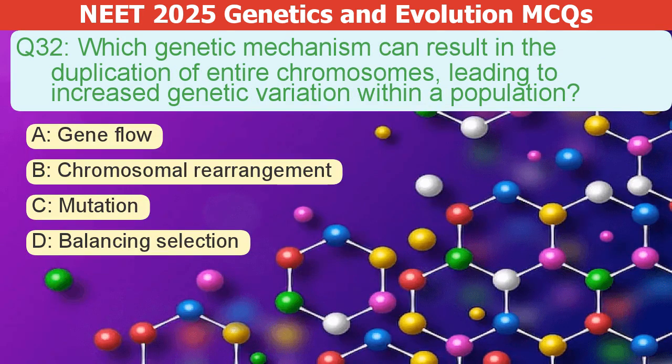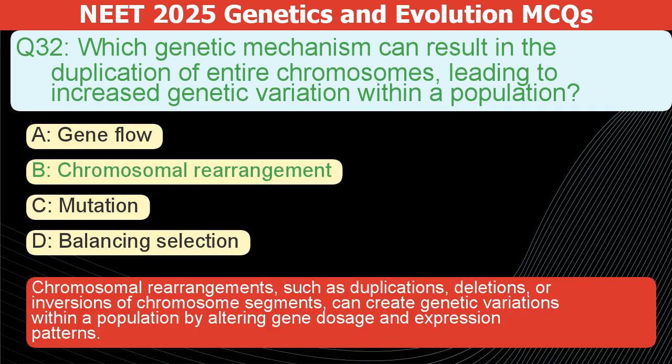Which genetic mechanism can result in the duplication of entire chromosomes, leading to increased genetic variation within a population? A. Gene flow. B. Chromosomal rearrangement. C. Mutation. D. Balancing selection. The correct answer is B.